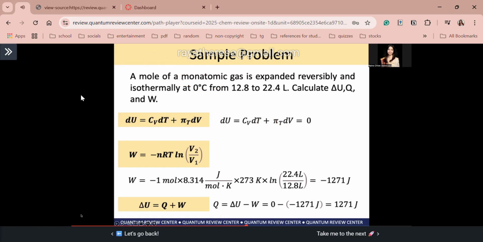Okay? Remember, for an ideal gas, number 1, pi T is equal to 0 for ideal gases. Okay?